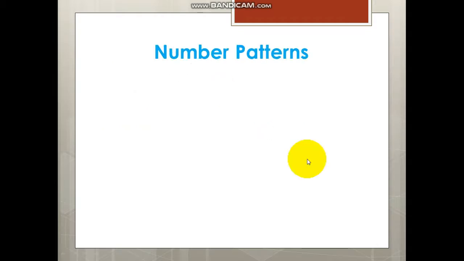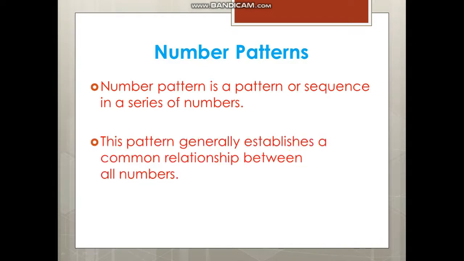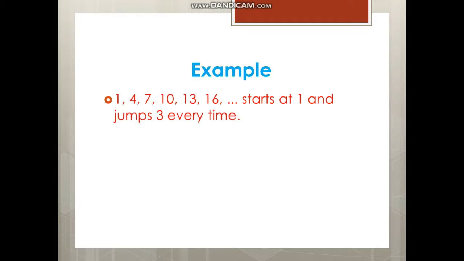What are number patterns? First of all, we are going to discuss the definition of number patterns. A number pattern is a pattern or sequence in a series of numbers. This pattern generally establishes a common relationship between all numbers. For example, here you can see a few numbers in a sequence written: 1, 4, 7, 10, 13, 16.